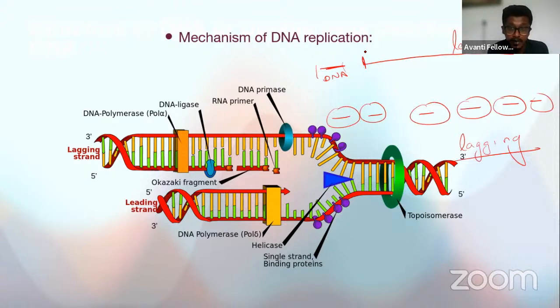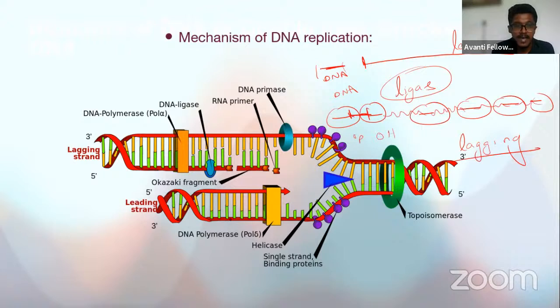Now, can we have gaps in the DNA? Definitely not. For that, what will happen? We have ligase. DNA ligase will come and take the phosphate and the OH of the two different DNA strands and stitch them. It is like a molecular glue. It will start sealing the gaps. These fragments are called Okazaki fragments, and the sealing of the Okazaki fragments is done by DNA ligase.